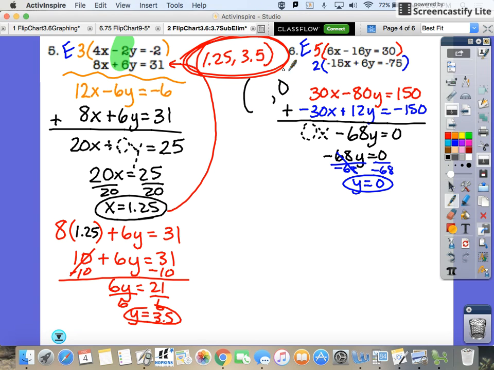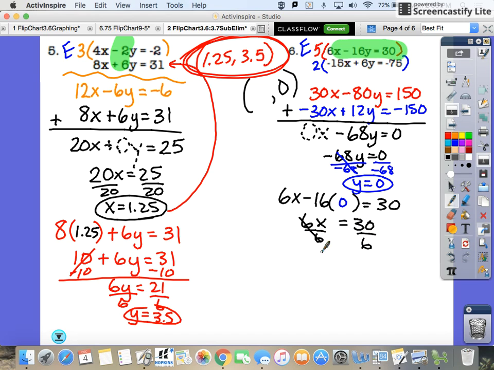So we know that our y value is 0, but now we have to find our x value. So take this and put it into one of the original equations. I'm going to choose this one because the numbers are smaller and positive. So I'm going to go 6x minus 15 times y, which is 0, equals 30. 6x equals 30. Divide by 6, divide by 6, x equals 5. So our final solution is that they cross at the coordinate (5, 0).